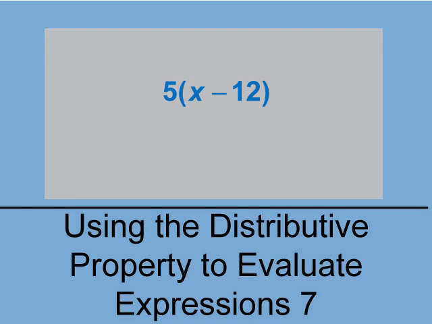The distributive property allows you to multiply a factor across multiple terms of an expression. In this video, we will look at the case where a and b are positive, and the expression in parentheses involves subtraction. Let's start with an example.